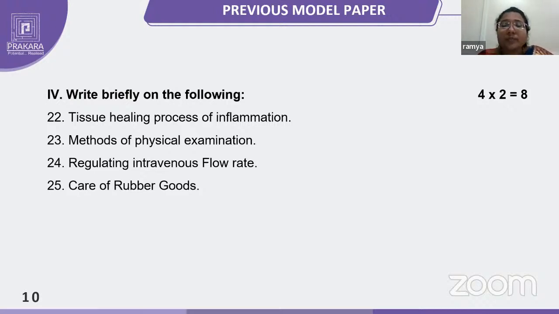So what care will you be doing to look after these rubber goods? You should mention what the role of a nurse is in caring for rubber goods. They should not be rolled or folded sharply; you should keep the rubber goods in a proper manner. Like that, you should write some points and briefly answer these brief answer questions in the fourth Roman. By this you will be completing your question paper.